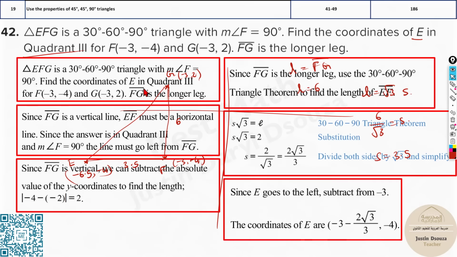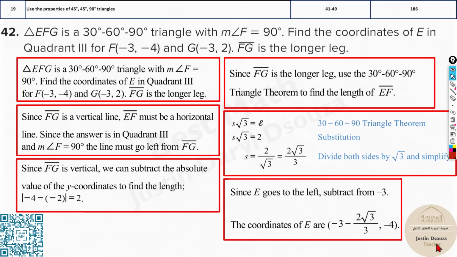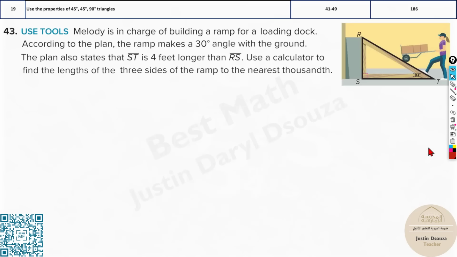You don't need to do all this. It's electronic part. No need of writing anything. Directly jump to the coordinates. Now we have problems. Now these are pretty simple if the figure and everything is given over here. They have told over here Melody is in charge of building a ramp for a loading dock. According to the plan, the ramp makes a 30 degrees angle. This is given as 30. You can see this is 90, so this will be 60 degrees. We have a special triangle here, special right triangle.